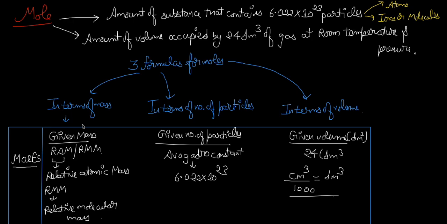Stoichiometry, which includes the major concepts like limiting reagent, excess reagent, percentage yield, theoretical yield, empirical formula, molecular formula. We'll be discussing all these topics.